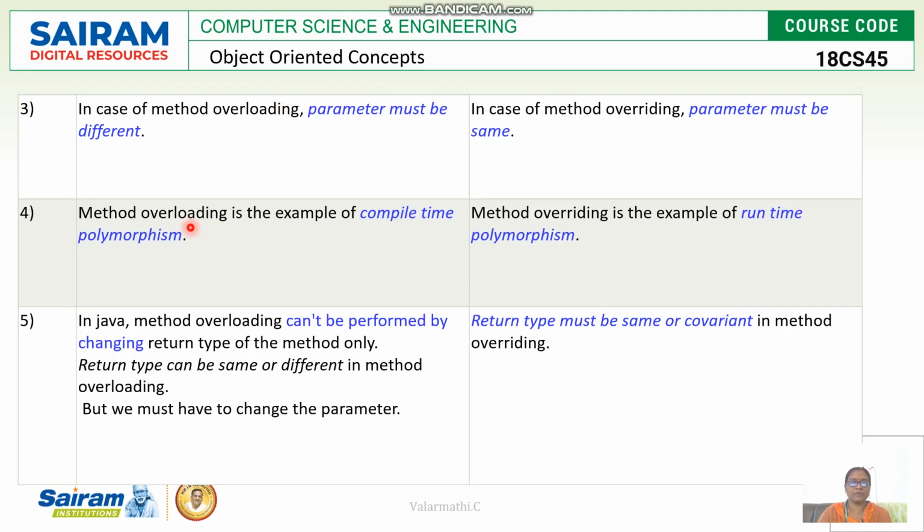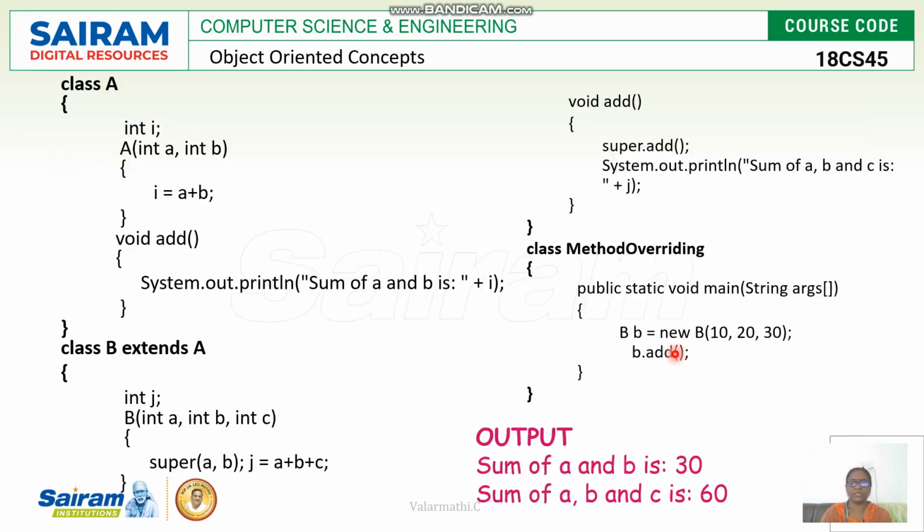Then method overloading is an example of compile time polymorphism, whereas overriding is an example of runtime polymorphism. And in Java, method overloading cannot be performed by changing only the return type of the method, but in overriding the return type must be the same or covariant. So the complete signature is followed in method overriding. These are the differences between method overloading and overriding.